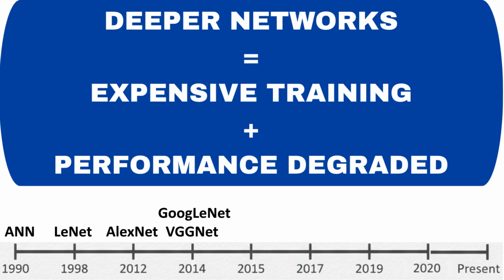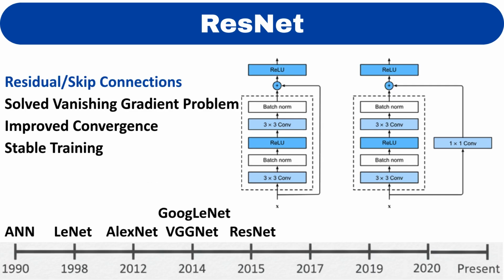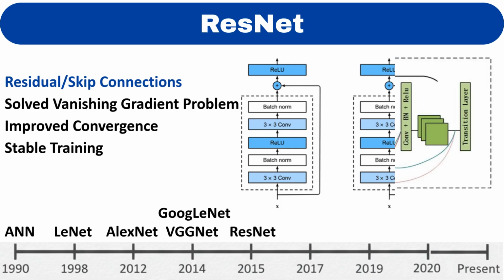By 2015, networks were getting deeper, but a new problem appeared. Adding more layers started to hurt the performance instead of improving it. Training became unstable and accuracy degraded. Microsoft Research solved this problem with ResNet. ResNet introduced residual connections, short paths that let the information skip layers. These shortcuts allowed the gradients to flow smoothly during training and made it possible to train networks with over 100 layers. ResNet fixed the degradation problem, set new records, and became the foundation for most modern vision models.